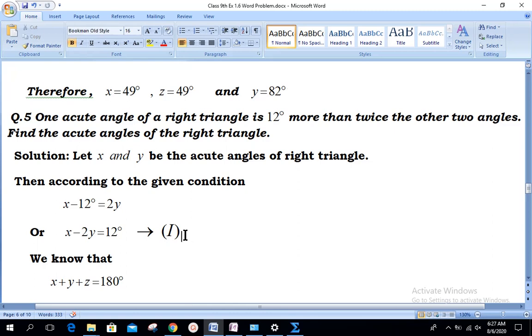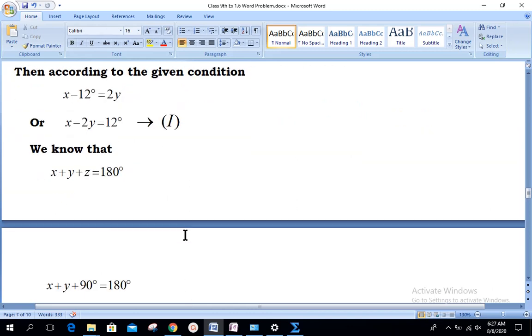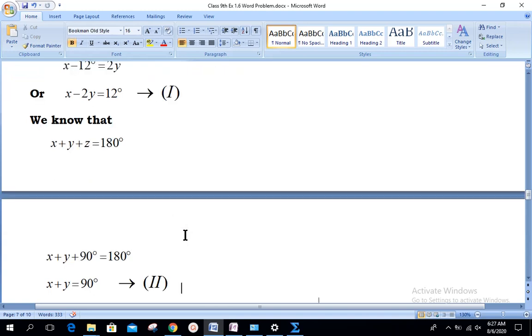Again, the rule: the sum of three angles of a triangle is equal to 180 degrees. That is the same. So x plus y plus z is equal to 180 degrees. My one angle is right, that is 90 degrees, so I have x plus y plus 90 is equal to 180 degrees. That gives me, on simplification, x plus y is equal to 90 degrees. So these are my two equations.